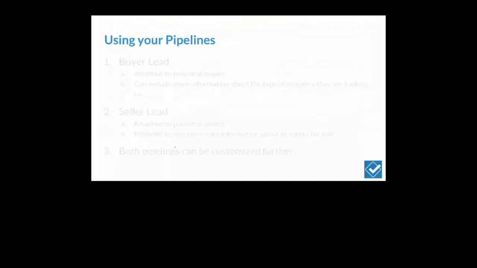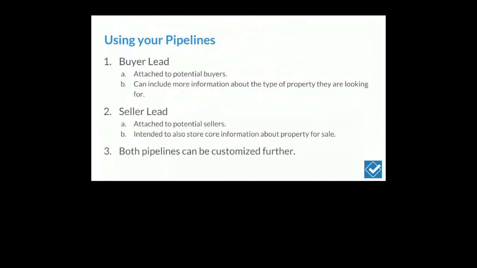The pipelines in our template here, there are two of them. One of these pipelines is intended for you to track your buyers, and the second pipeline that we have in this template is to track your sellers. The process of selling a property is going to be very different from the process of buying a property, which is why we have two separate pipelines for them.